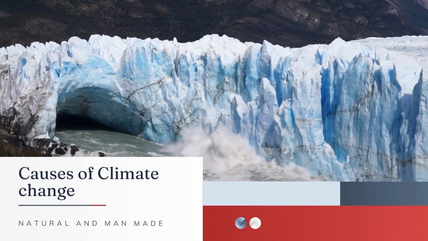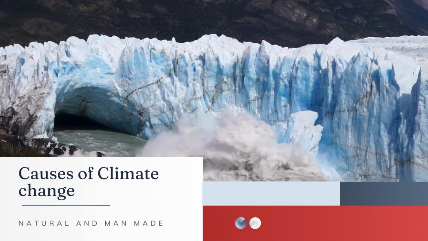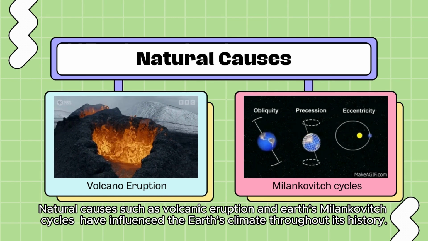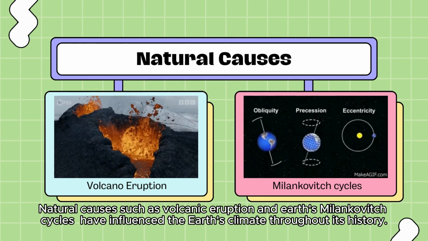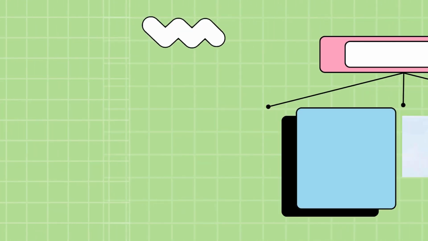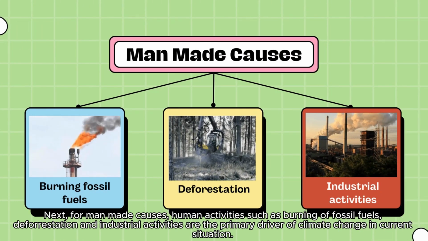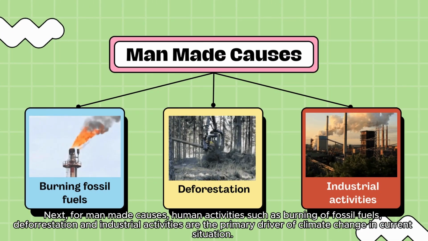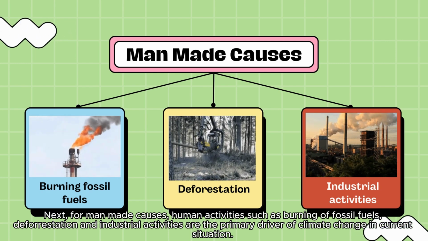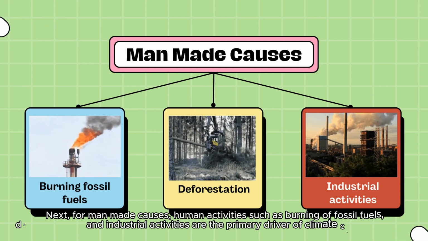First, let's talk about the cause of climate change. Natural causes such as volcanic eruption and Earth's Milankovitch cycles have influenced the Earth's climate throughout its history. These events can be attributed as natural phenomena. Next, for man-made causes, human activities such as burning of fossil fuels, deforestation, and industrial activities are the primary driver of climate change in the current situation.